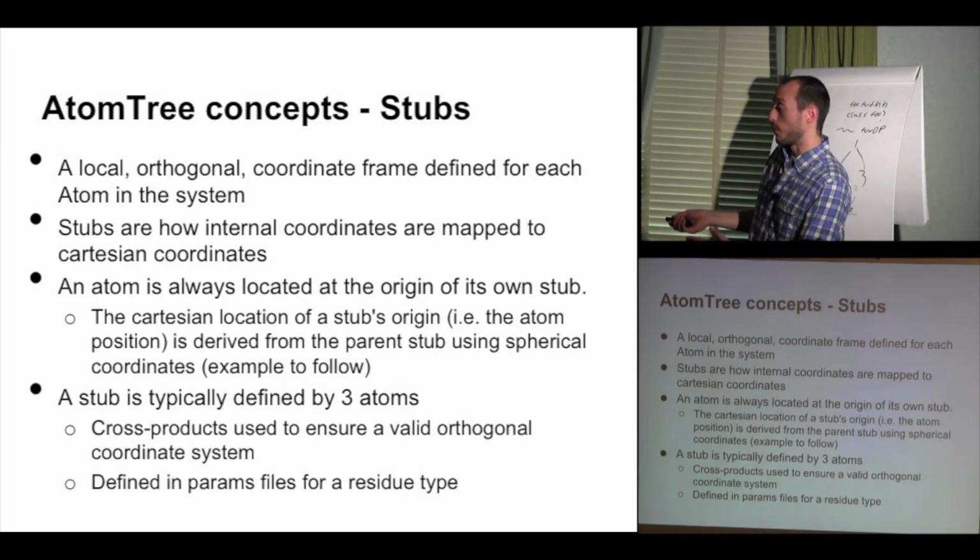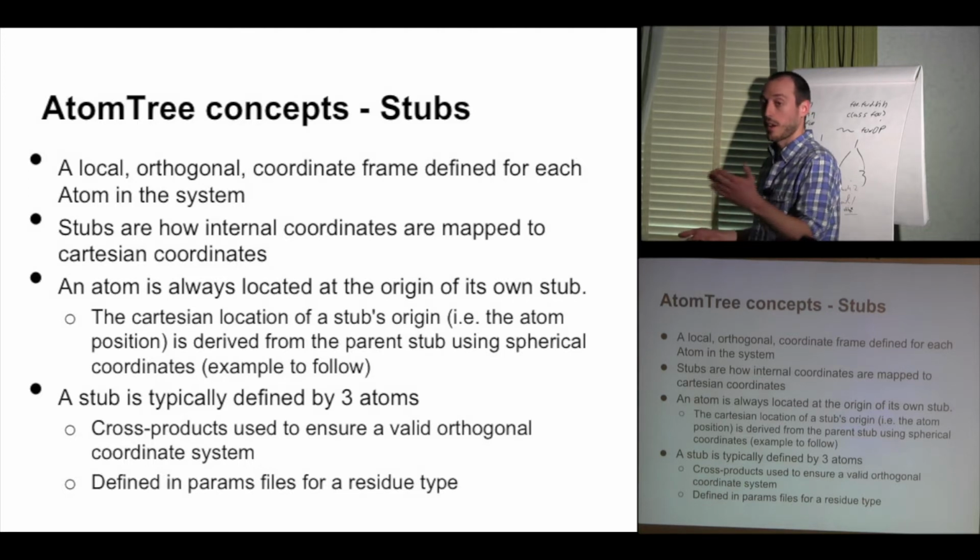You give them 3 atoms, and the atoms that are used are in the params file, and Andrew went over a params file earlier. So you can find the atoms that define a stub in that file.